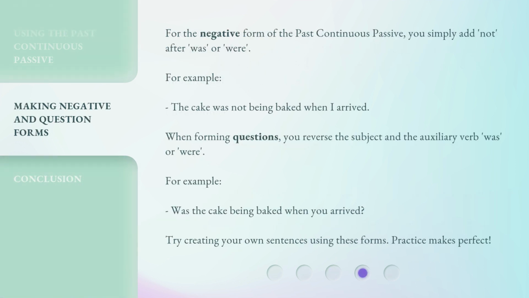For the negative form of the past continuous passive, you simply add not after was or were. For example, the cake was not being baked when I arrived. When forming questions, you reverse the subject and the auxiliary verb, was or were. For example, was the cake being baked when you arrived?